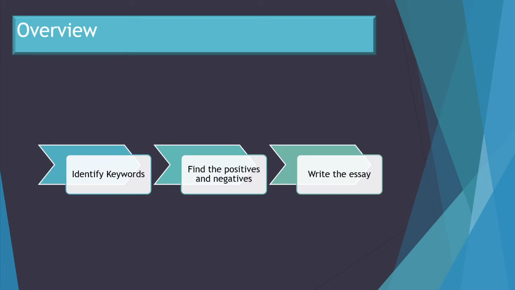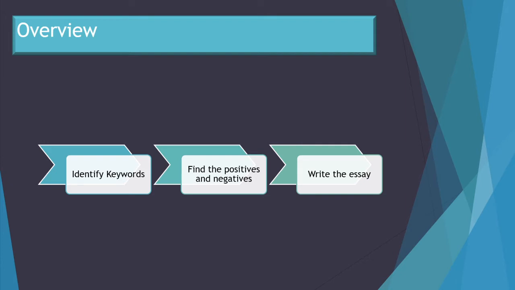So the overview of this exercise is as given here. When you get a problem statement, first of all, read the problem statement and identify the keywords. The keywords are what you will write your essay on and structure your essay around. So finding the keyword is very important for tackling this exercise. If you are not able to find the keyword, then your essay will not make any sense at all. So try to identify the keyword when you read the problem statement itself.